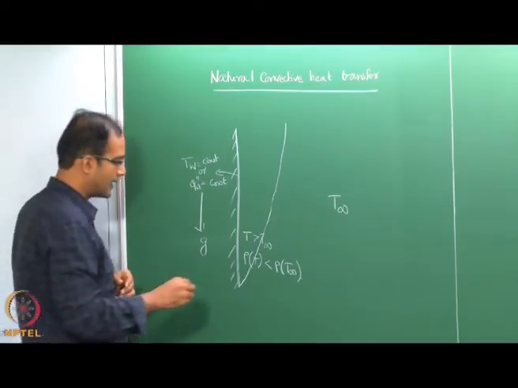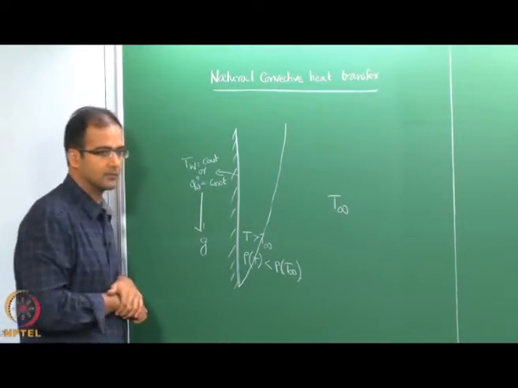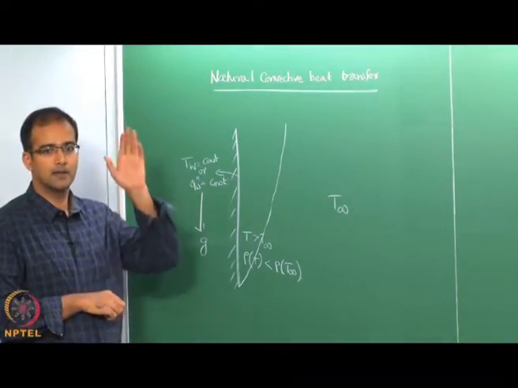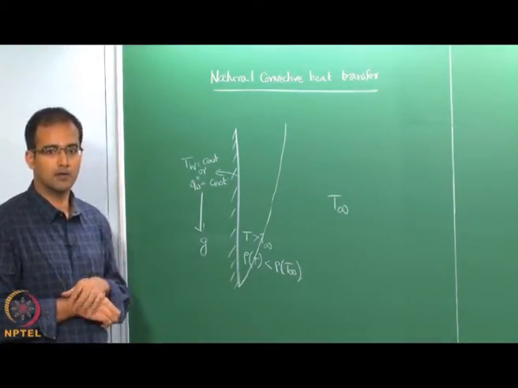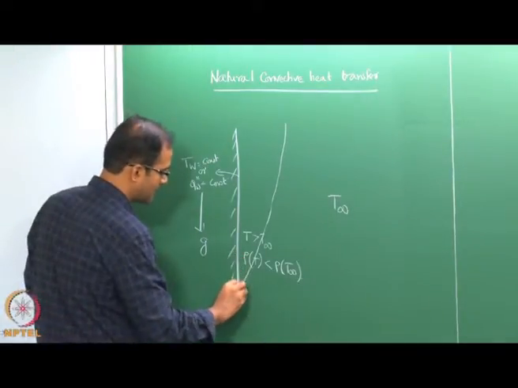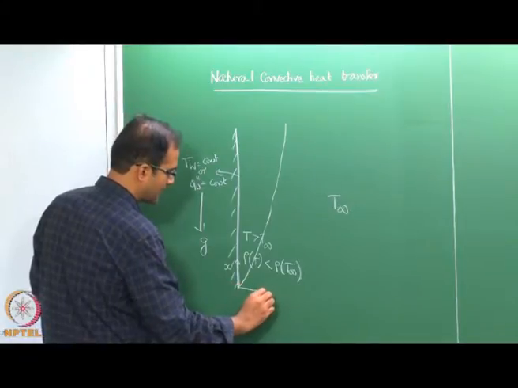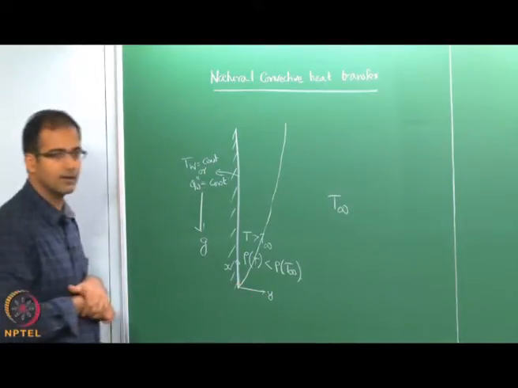We will have a coordinate system x and y in such a way that x is in the direction along the plate and y is perpendicular to the plate. So, our origin will be starting from the bottom, this is your x, and the perpendicular coordinate is your y.